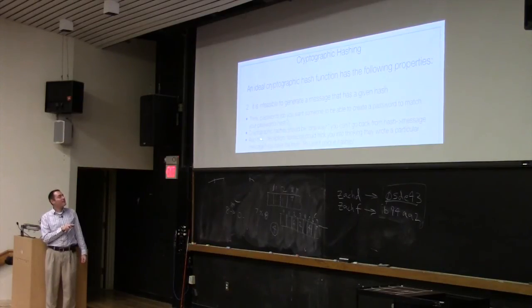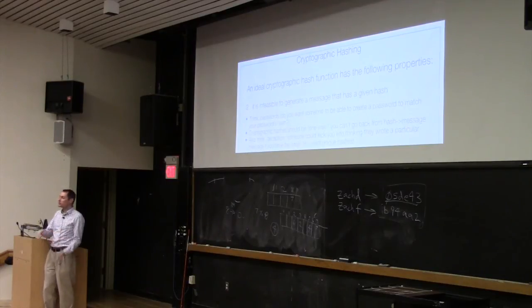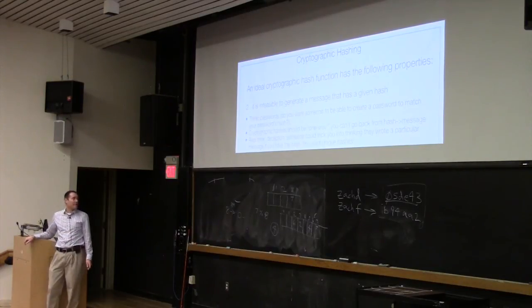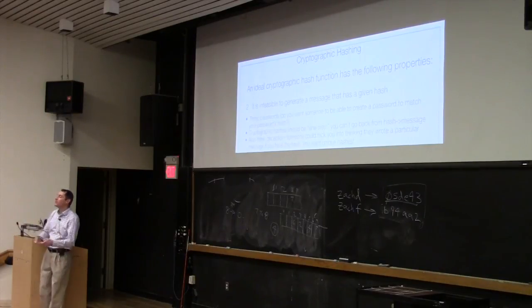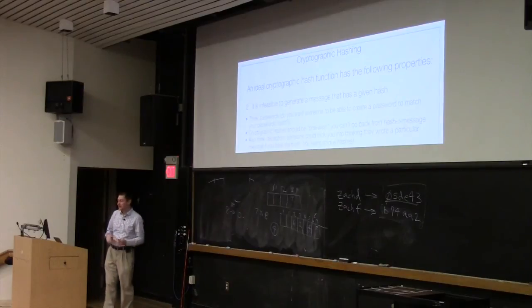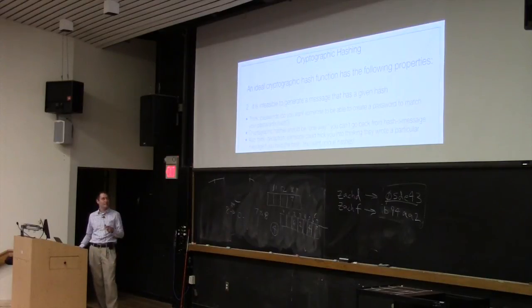And this is another interesting one. Someone could trick you into thinking they wrote a particular message if you have the hash. So in other words, if you have the hash, then we'll see the example in a few minutes. But this is kind of cool how you can actually prove that someone else wrote something, given this idea that hashing is hard to go backwards. I'll show you that in a minute.